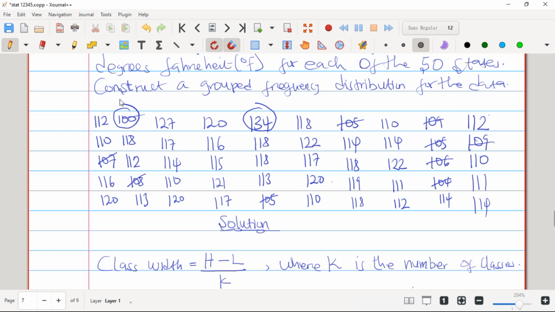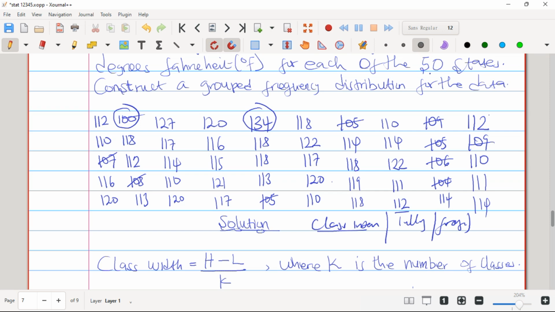You see, the question just tells us to construct a group frequency distribution for the data, right? So for a group frequency distribution, we have to get our class intervals on one column, our tally on another column, and the frequency on another column. For us to be able to get the intervals, the groups within which the observations or the raw data will be included, we have to first learn how we can get these class intervals or class groups.